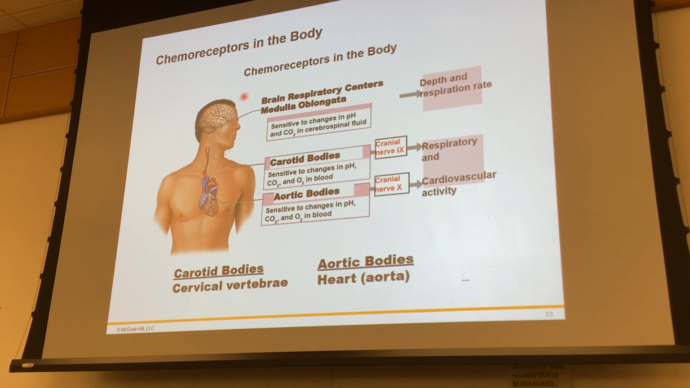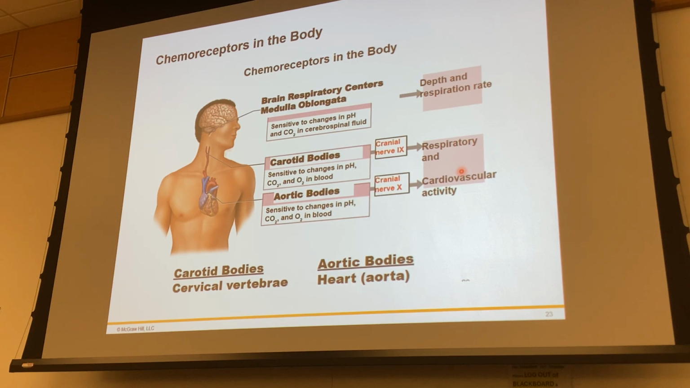So these carotid and aortic bodies are associated with individual cranial nerves. If you look on the right-hand side, the carotid bodies are associated with cranial nerve 9, and the aortic bodies with cranial nerve 10. Those cranial nerves are associated with either the respiratory or cardiovascular centers of the brain. And so as a result, where are they going? They're going to the medulla oblongata.